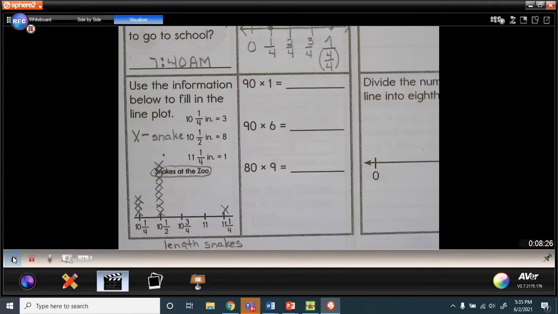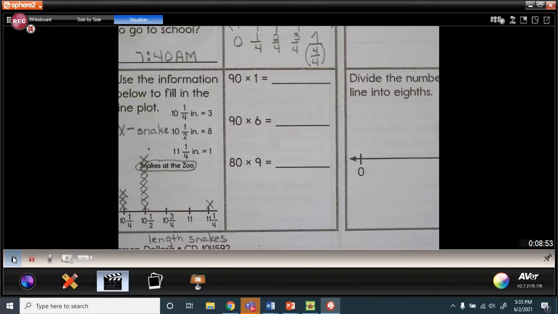Okay? Now, my discussion question for today is, how many snakes were less than 11 inches long? Again, how many snakes were less than 11 inches long? Okay, that is your discussion question for today.